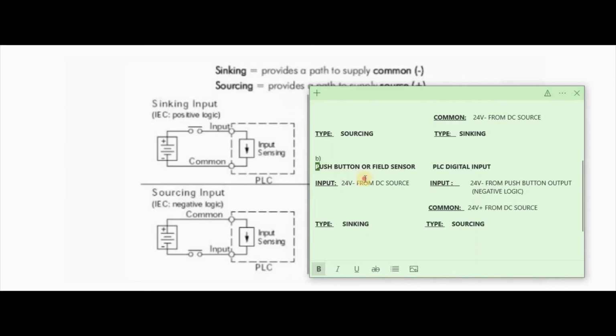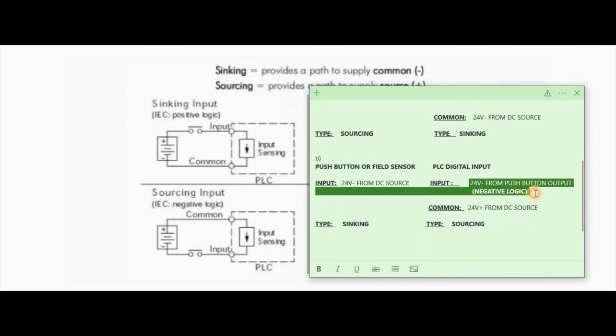So in that sourcing input, the push button or field sensor input is connected to the DC source negative. And the PLC common is connected to 24 volts plus from the DC source. The PLC input is again connected to 24 volts negative from the push button output. So here the PLC is receiving the negative, a negative source, then we can call it negative logic.